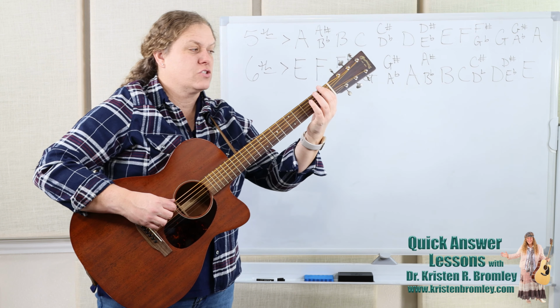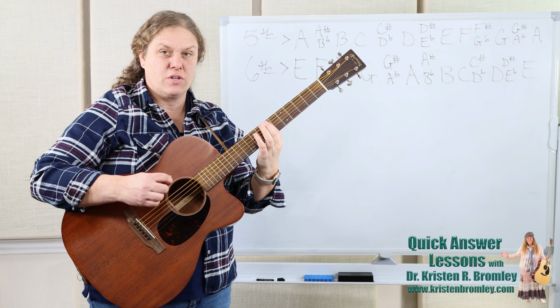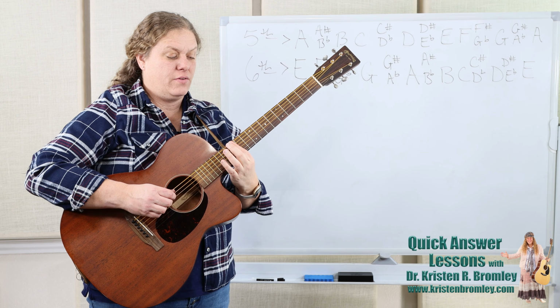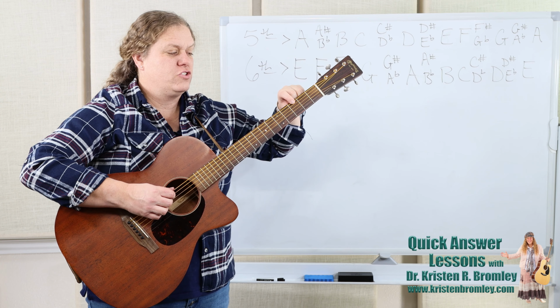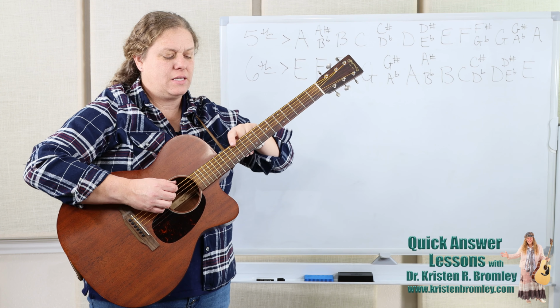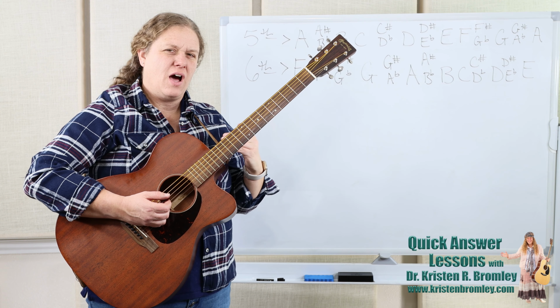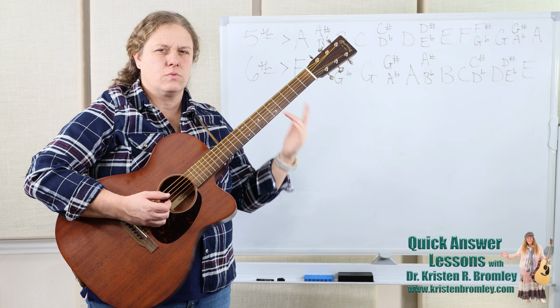So for the 6th string, frets 1, 3, 5, and 7 are natural notes. Then 8, 10, 12. So F, G, A, B, and then C, D, E. If I can memorize where those are, then the sharps are just 1 fret higher than the natural note, and flats are 1 fret lower.